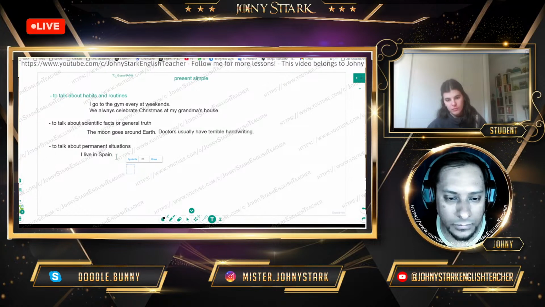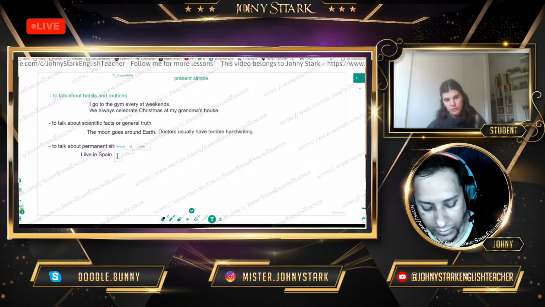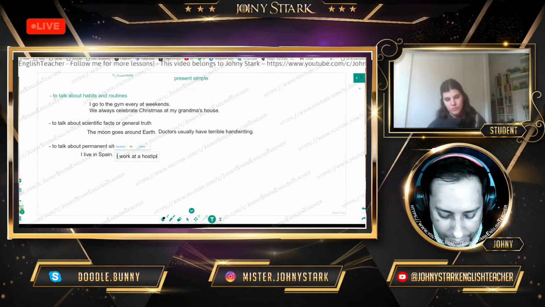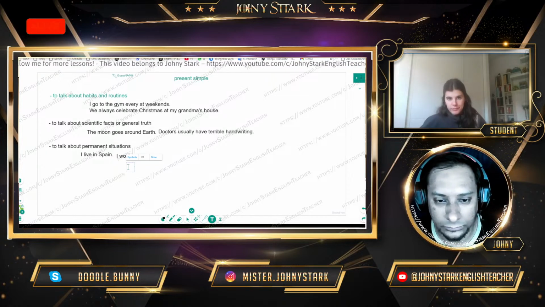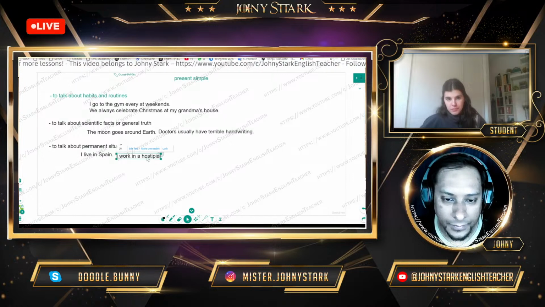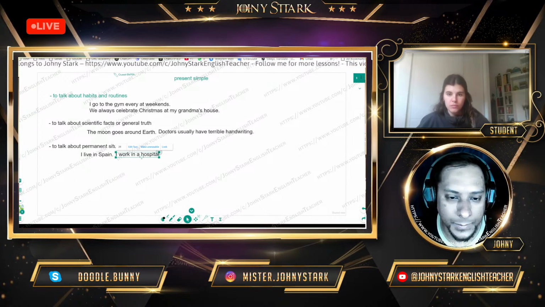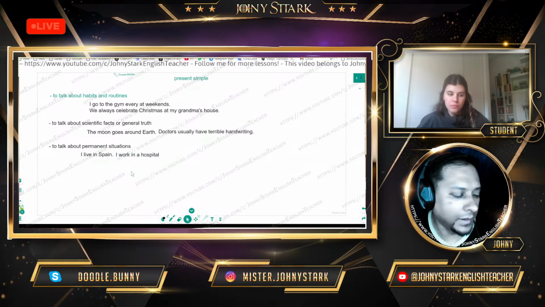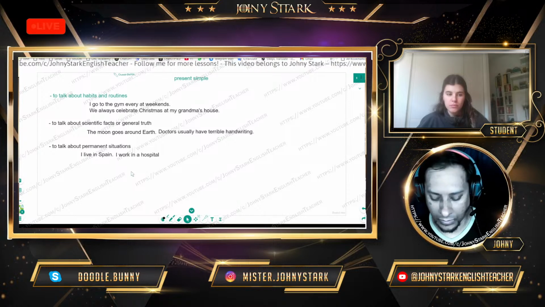The other example would be when you talk about jobs and work. You could say, I work at a hospital, or I work in a hospital. I work in a hospital. This is supposed to be permanent. A job is supposed to be permanent unless you are doing that job only for today or only for this week.